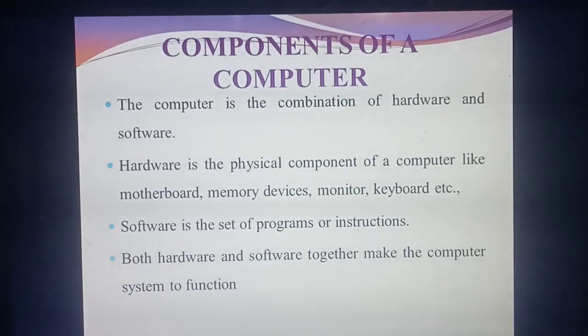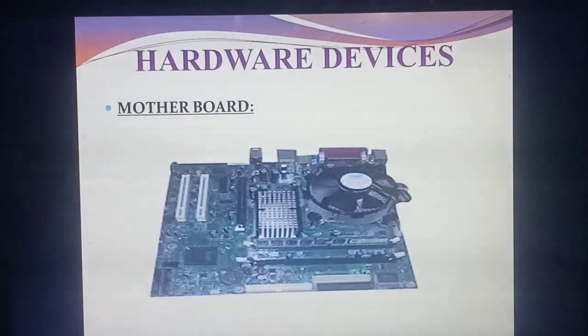So this hardware and that software together make the computer work. Understood? So what are the components of a computer? Computer is a combination of what and what? Hardware as well as software. What do you mean by hardware? It's a physical device. Okay, what are the devices you know? Motherboard, keyboard, monitor, printer, etc. Software means a set of instructions or programs. Both hardware and software together make the computer work properly. Understood?